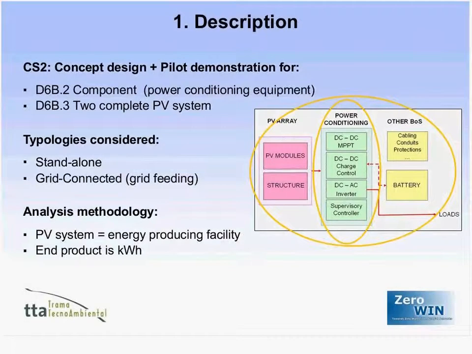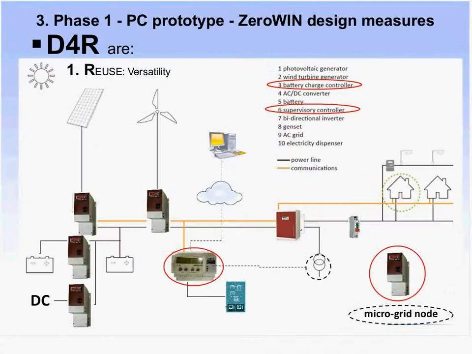We have taken into account the two typologies or architectures of PV systems that could be considered: operating in a standalone way, which means just a PV plant supplying the load, or operating connected to a grid, or feeding this electricity to a grid. So during this project and this demonstrator, we have assessed both configurations, both architectures.